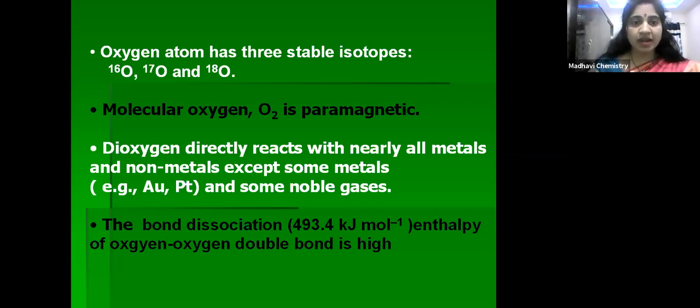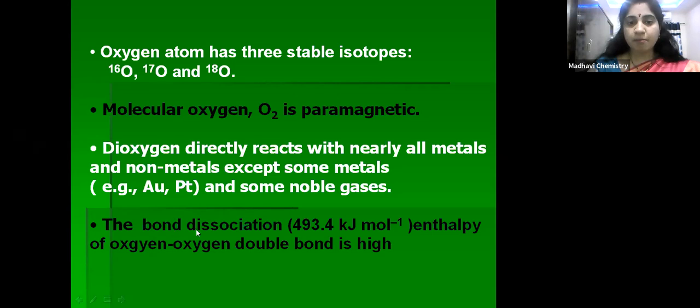Next one, dioxygen directly reacts with nearly all metals and non-metals. Oxygen combines with nearly all metals and non-metals, except some noble metals like gold and platinum, because their reactivity is very low. It also cannot react with some noble gases, right children?